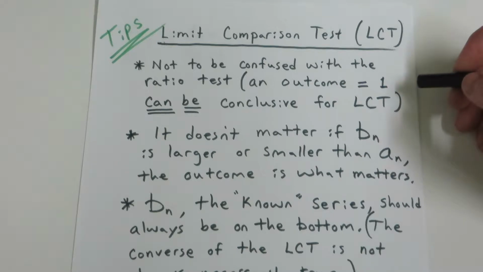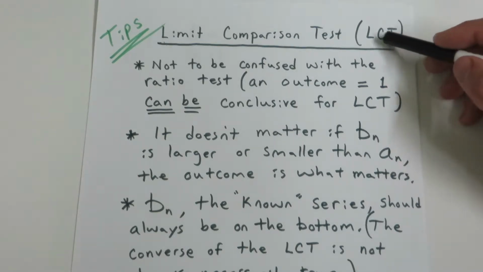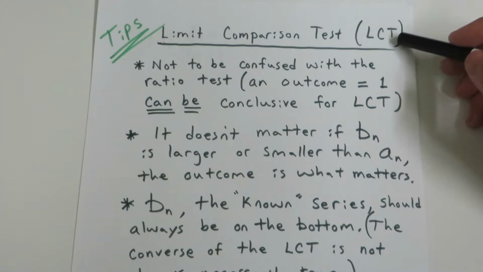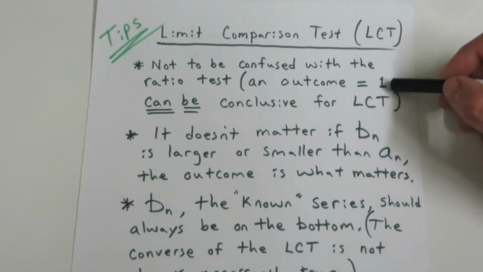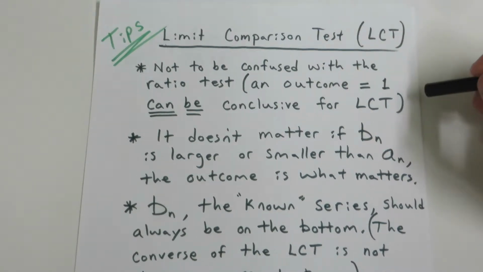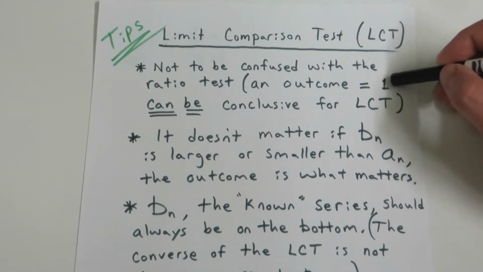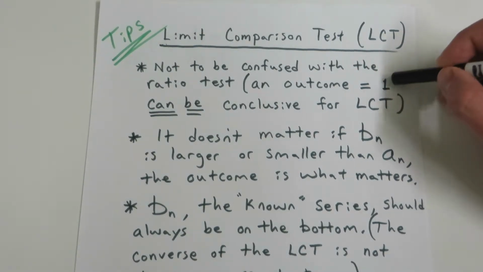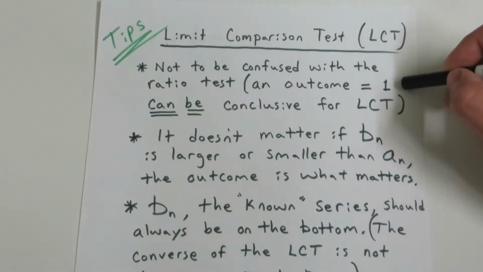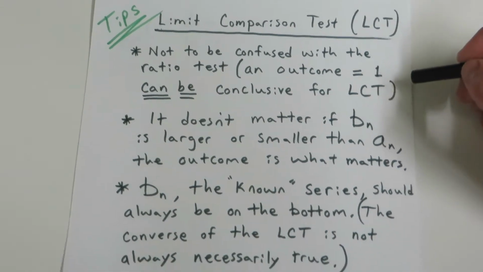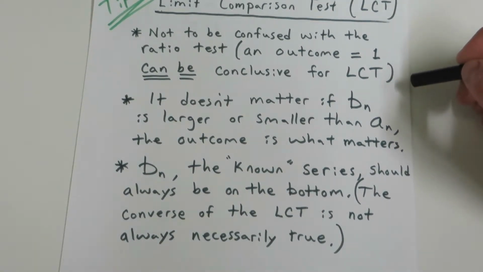So the first tip for the limit comparison test, also sometimes referred to for short as LCT, is that you should not confuse it with the ratio test. Because with the ratio test, if the limit equals 1, then we'd have no conclusion. But with the limit comparison test, the outcome can equal 1, and an outcome of 1 can be conclusive.